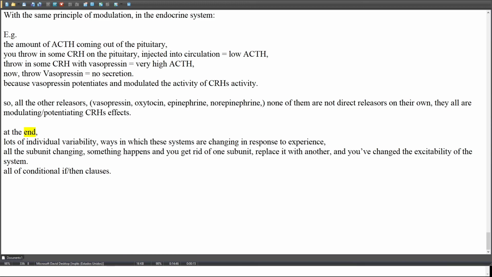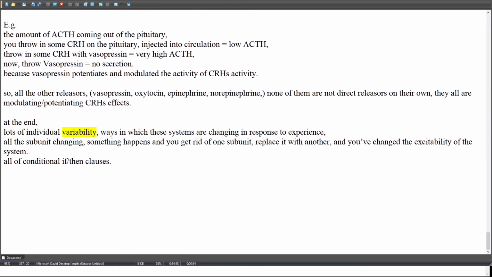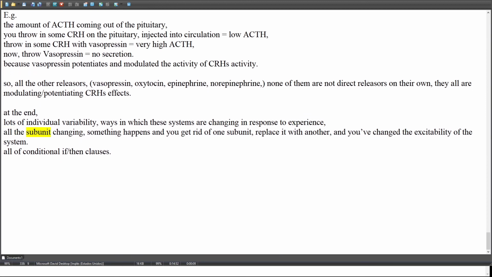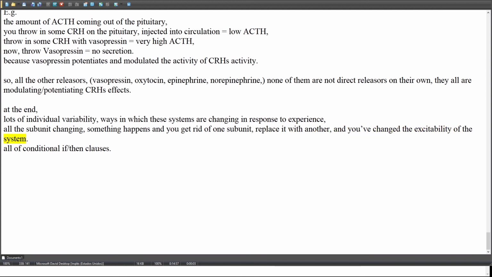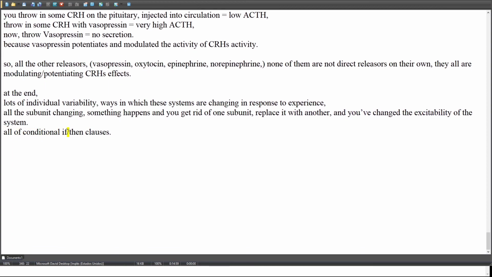At the end, lots of individual variability, ways in which these systems are changing in response to experience. All the subunit changing: something happens, and you get rid of one subunit, replace it with another, and you've changed the excitability of the system. All of it conditional if/then clauses.